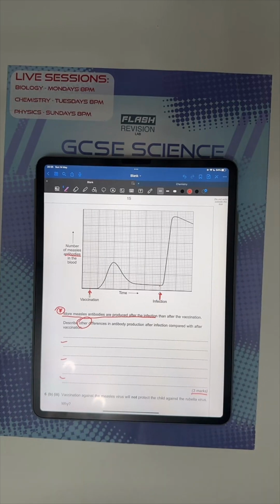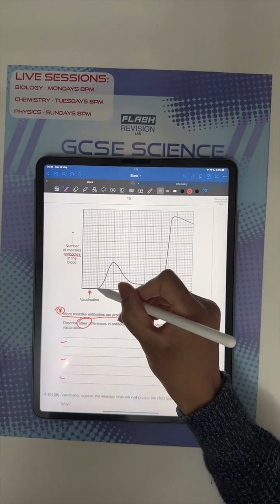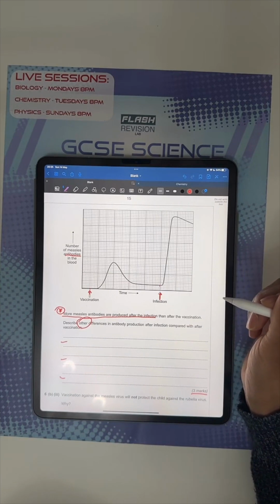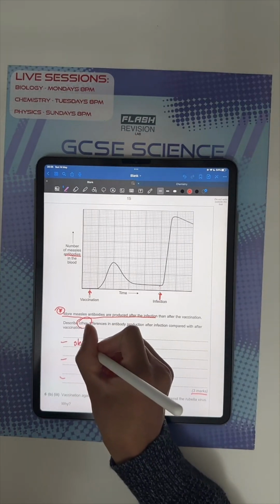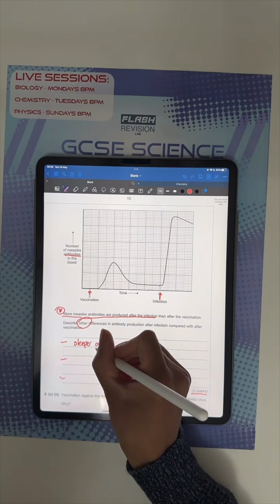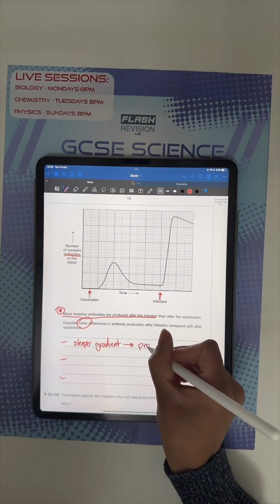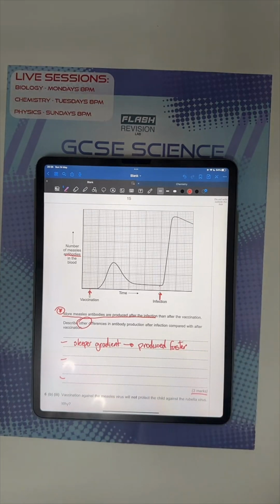Okay, so someone said steeper gradient. Good. If it's a steeper gradient, what does that mean here? See here, this line is much steeper than this line here. Yeah, it means it's being released faster. So one difference, we can say steeper gradient, because it's produced faster. Quicker response. Excellent.